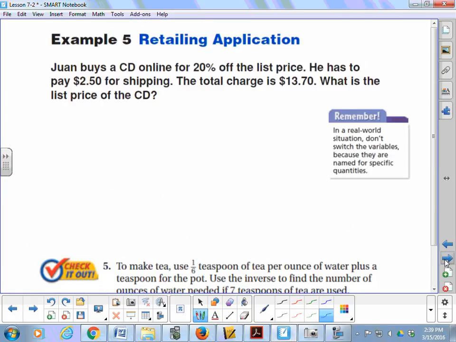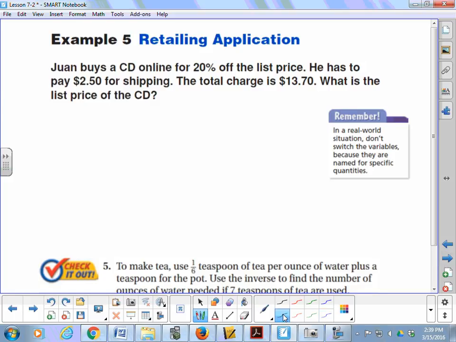All right, so we got one more question to answer. Okay, nice application problem. Juan buys a CD online for 20% off the list price. He has to pay $2.50 for shipping, so the total charge is $13.70. What is the list price of the CD? So we got an equation here.